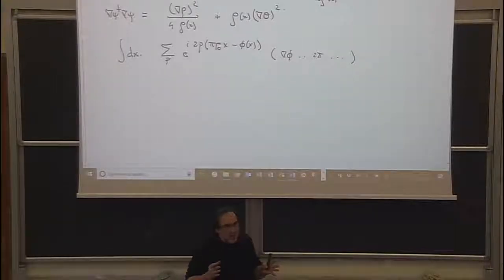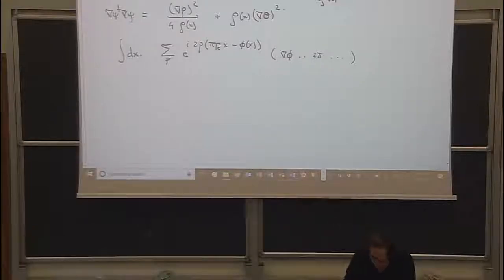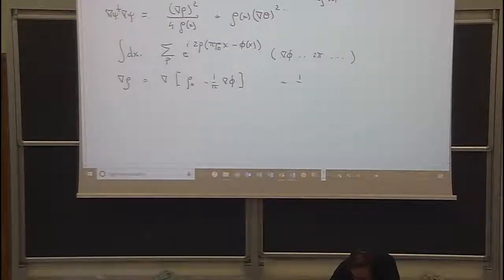We don't know really what to do with these terms. They are nasty, but there is the idea that maybe they oscillate, we can get rid of them, so let's get rid of them and see what we get. Okay? So if I do this, then the gradient of rho is essentially the gradient of rho 0 minus 1 over pi grad phi, because I just keep the term with p equals 0, no oscillations. So I get minus 1 over pi, the second derivative of phi.